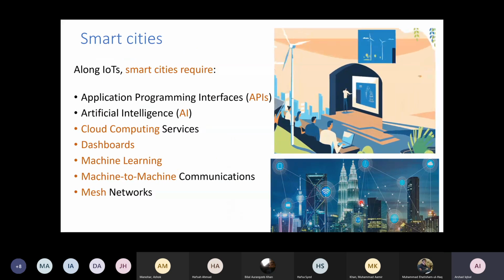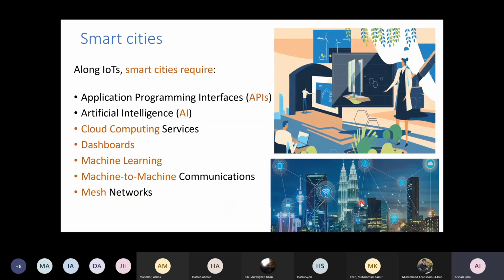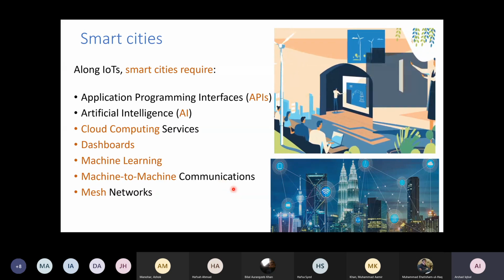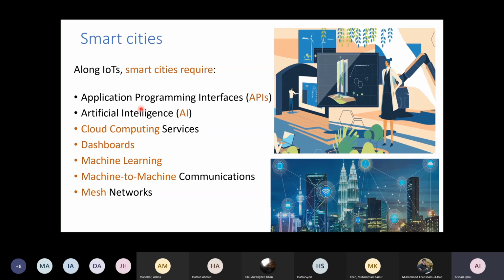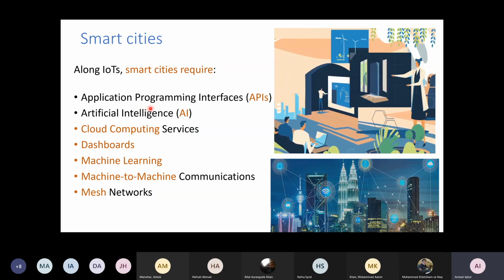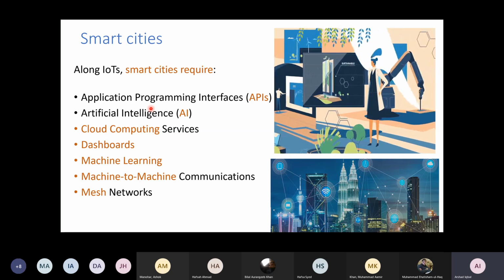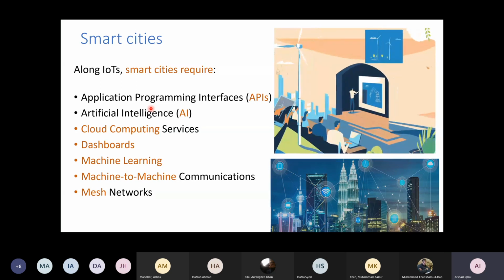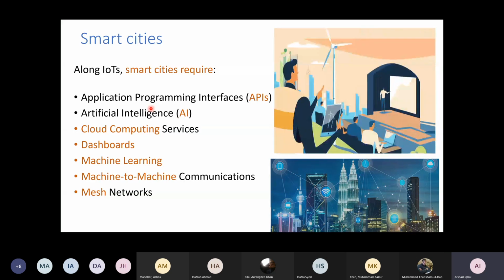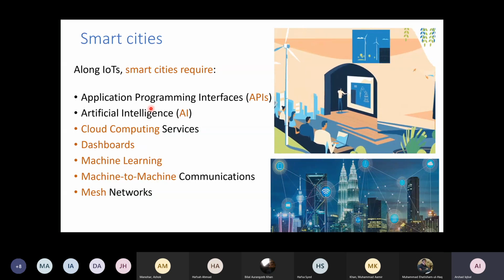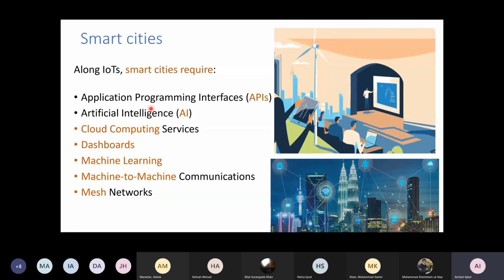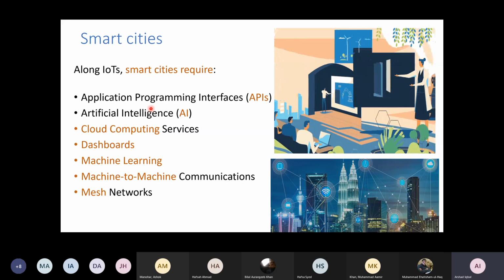In smart cities, along with IoT, smart cities require different technologies like application programming interfaces, AI, cloud computing services for internet connectivity and data analysis, dashboards which provide data analytics, machine learning which gives algorithms on the data being saved to give some meaningful information, and machine-to-machine communication required in smart cities, and then mesh networks, which provide network connectivity for communication and sharing information.